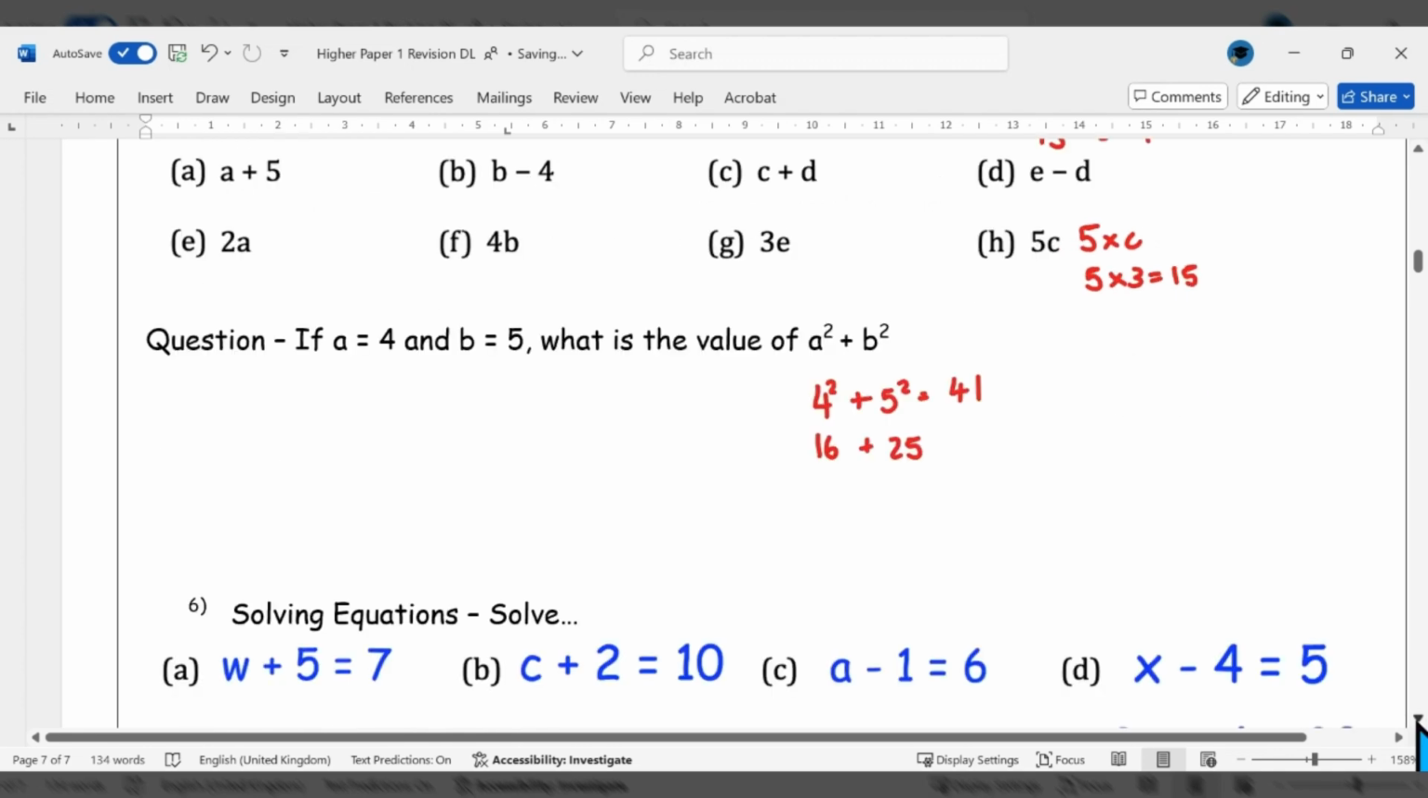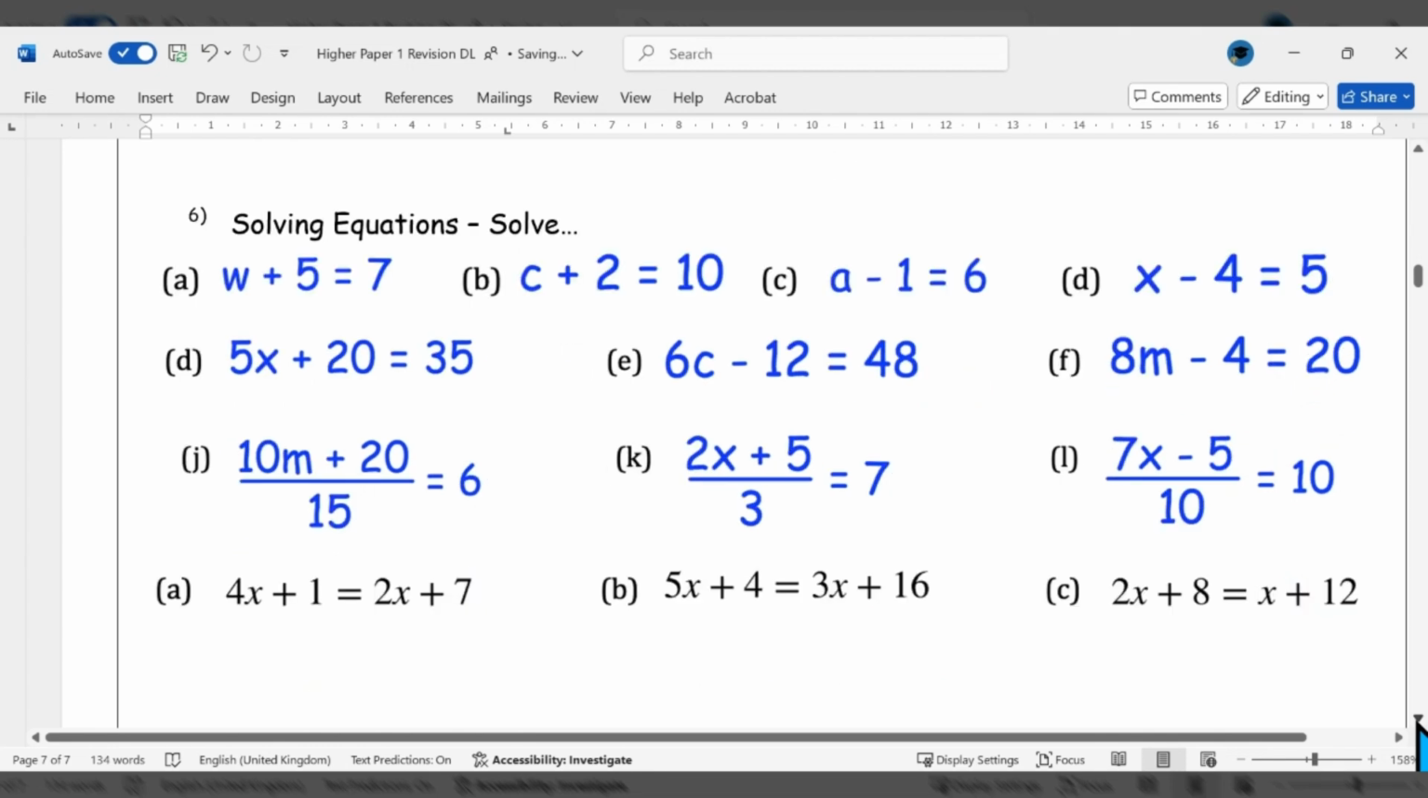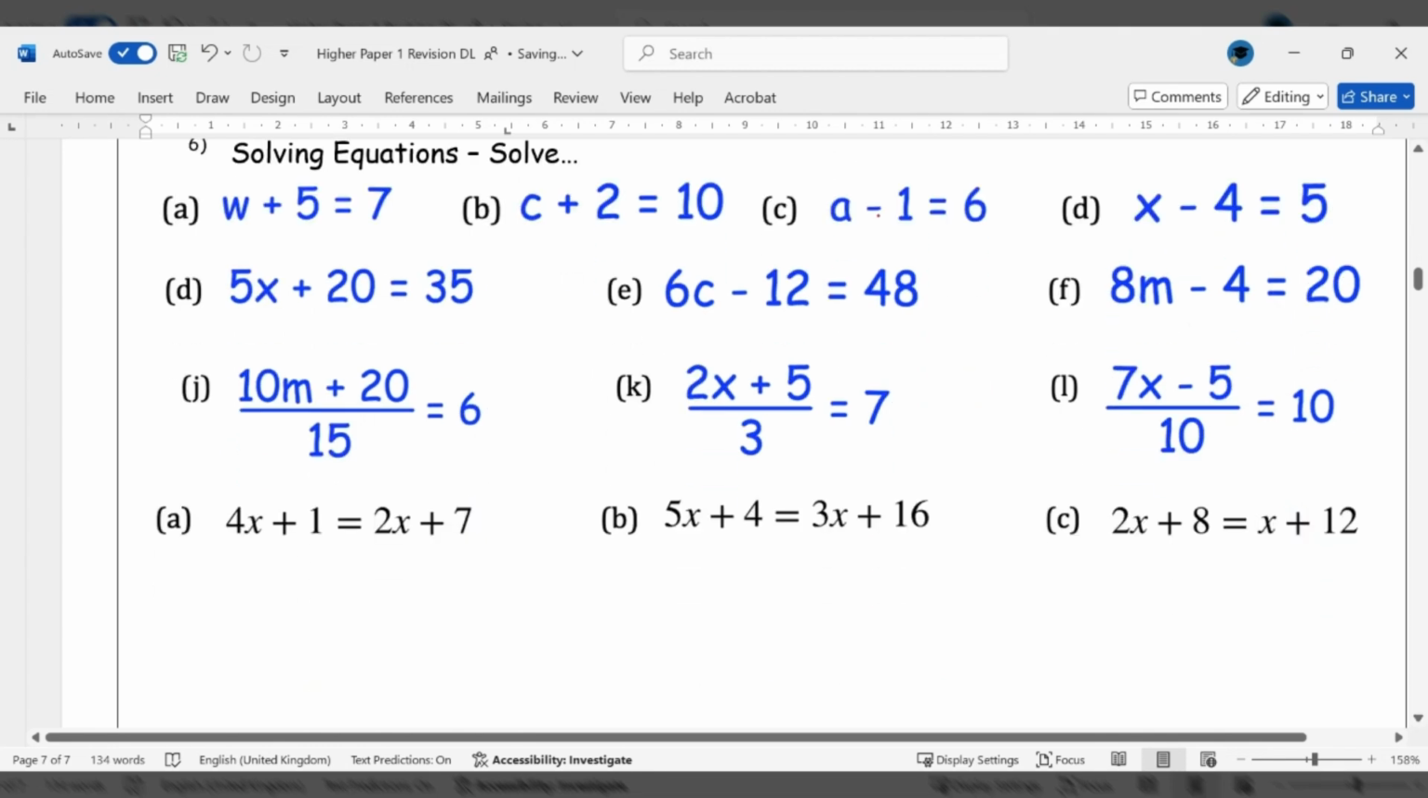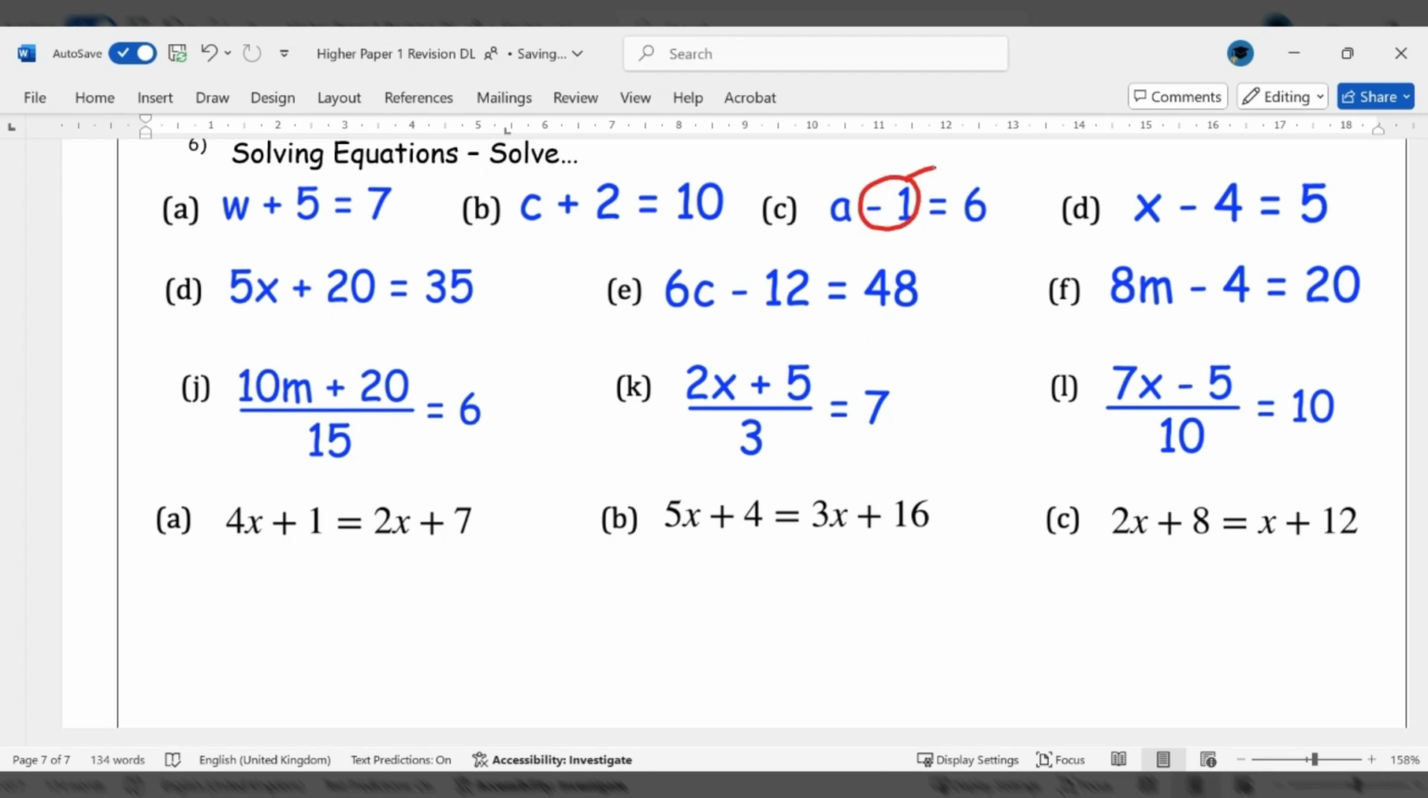Yeah. Solving equations, we go from, well, let's just take one of each. One from each line. So on this line, the opposite of minus 1 is to add 1 on, so a equals 7. On this line, the opposite of minus 12 is add on 12. So 6c equals 60. Therefore, we've got a second step to do here because it's 6c, and that's to divide by that 6, and 60 divided by 6 is 10. That's that one. Let's now do k.